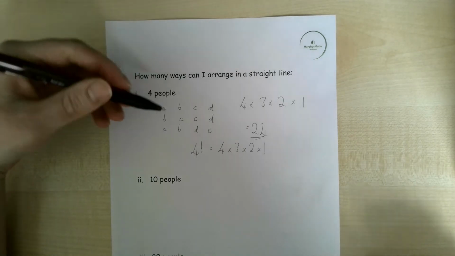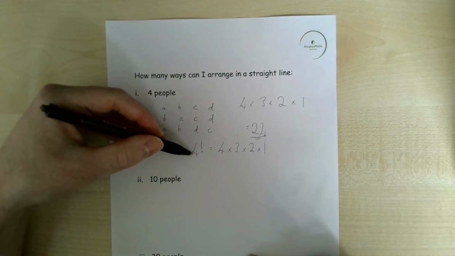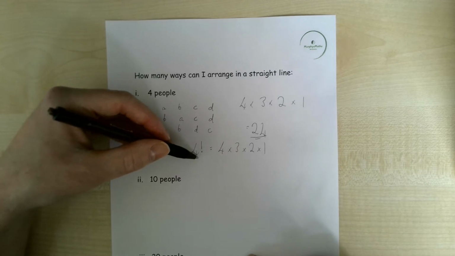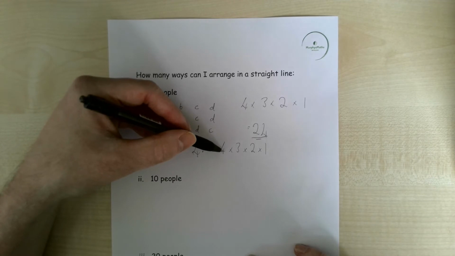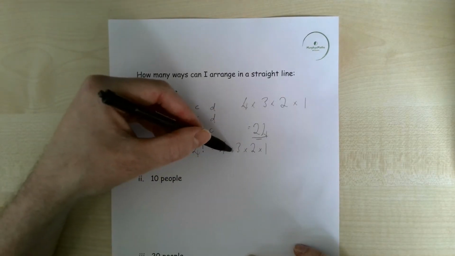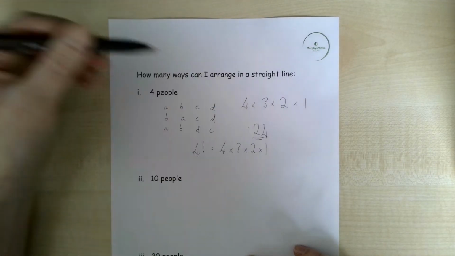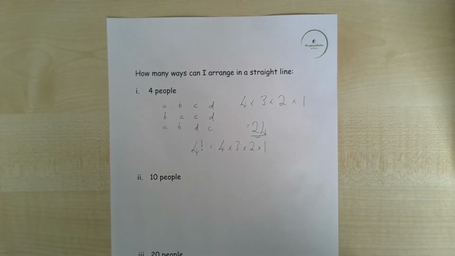So a factorial is that number multiplied by every integer between itself and 1. So by integer we mean whole number. So between 1 and 4 we've got 3 and 2. So 4 times 3 times 2 times 1. That's how you do the factorials.